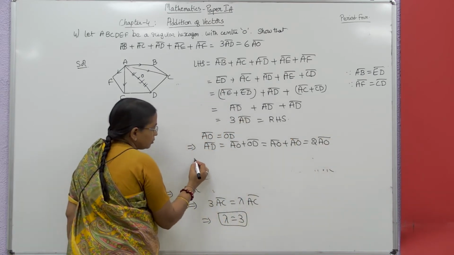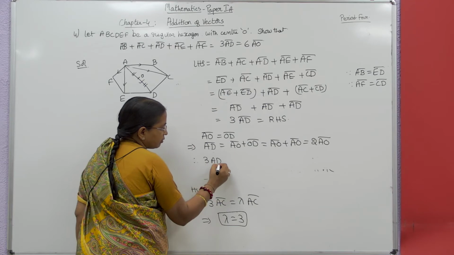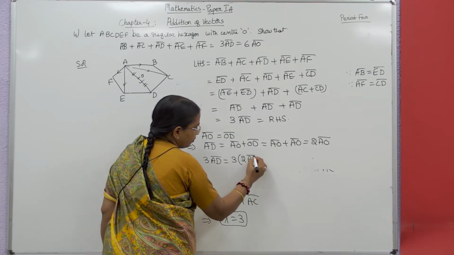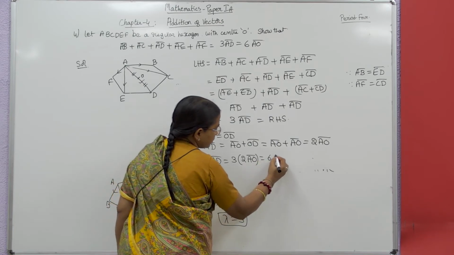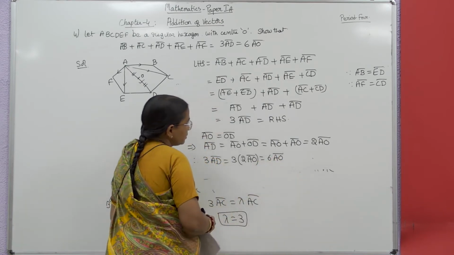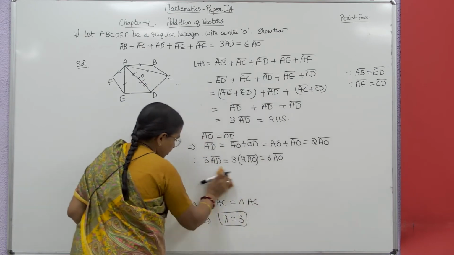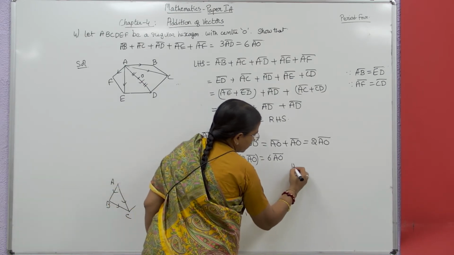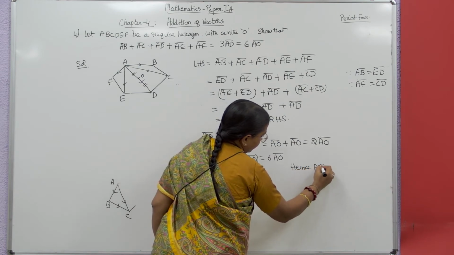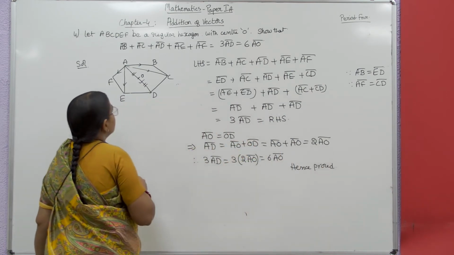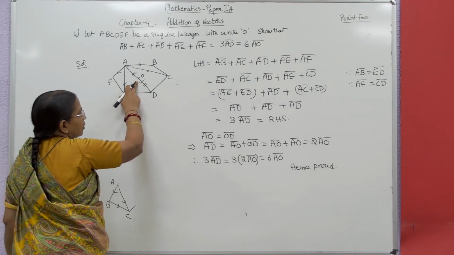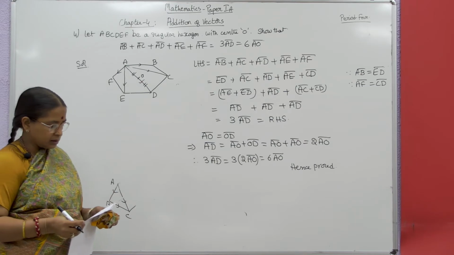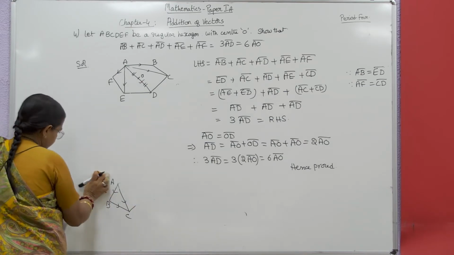So now therefore 3 times AD is equal to 3 into 2 times AO, that is 6 times AO. Hence it is proved. So we proved all the parts in the problem. Because it is a regular hexagon, the O will be the midpoint of AD. A is the center. So we completed this problem.